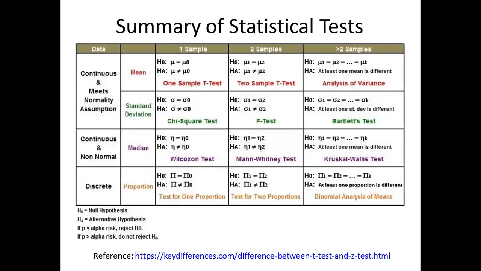This is a table which shows different types of statistical tests that we have, like one sample, two sample, analysis of variances, chi-square, f-test, Bartlett's test, Wilcoxon, Mann-Whitney, and Kruskal-Wallis test, and there are many others as well, which we will see with the course of time, and how they are worked upon, right?